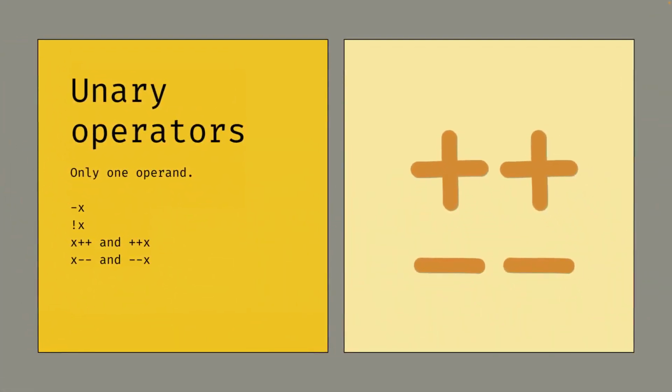We also have operators that only have one operand. These are the unary operators. Unary operators are used to increment, decrement, or negate the operand. Here are the ones that you need to know about.